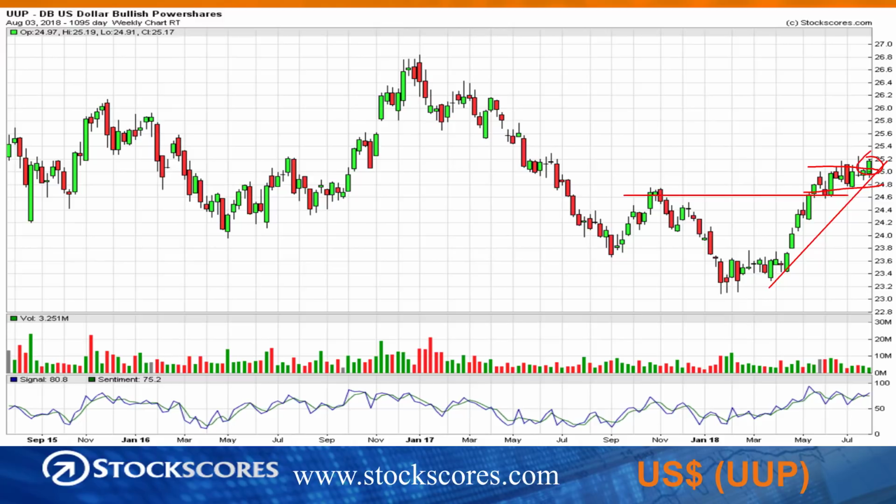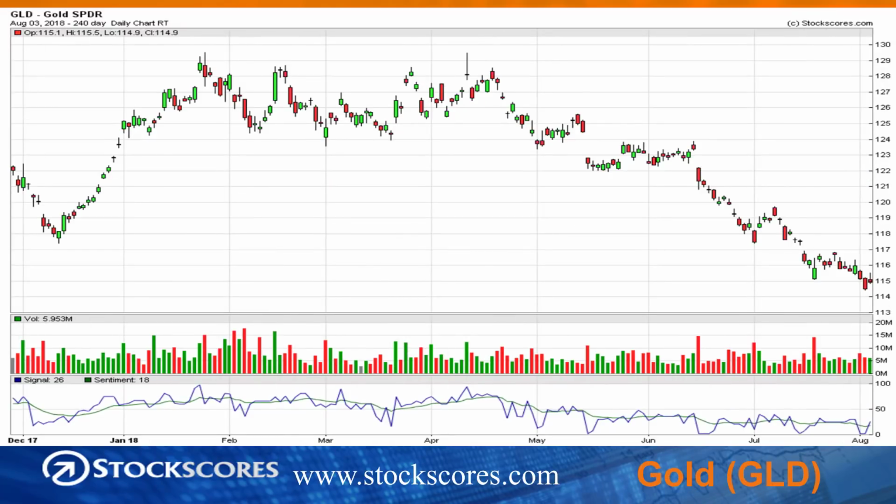We broke through this resistance, stalled, and now it looks like we may continue higher. So the US dollar looks like it wants to go up. Not a real strong break. You'll notice volume very light this week, and so I wouldn't consider this a real bullish signal, but it certainly isn't bearish. It is more on the bullish side than not.